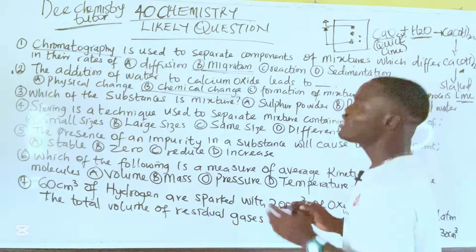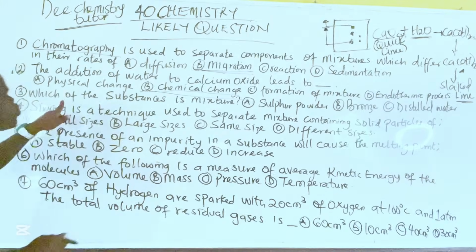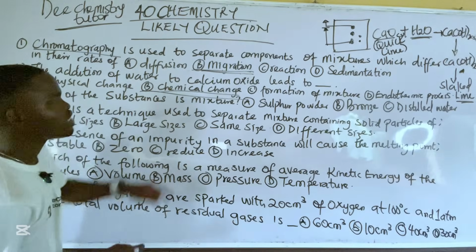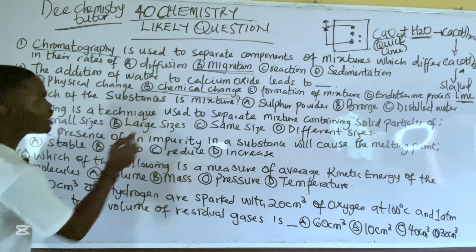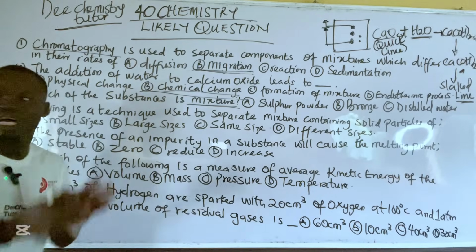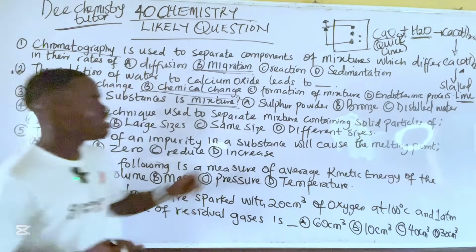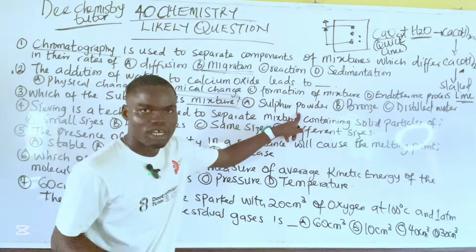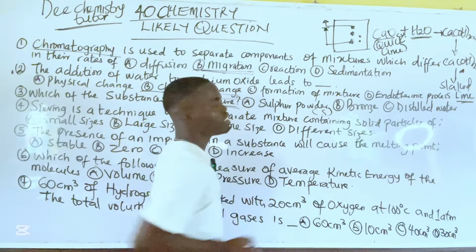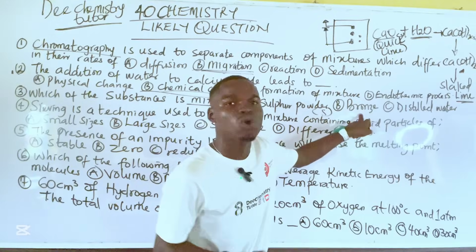All right. Now the third question here is: which of the substances is dash? Which of the following substances is a mixture? Number one is sulfur powder. Absolutely, this is an element. Sulfur, just try to say that it is an element. Number two is bronze.